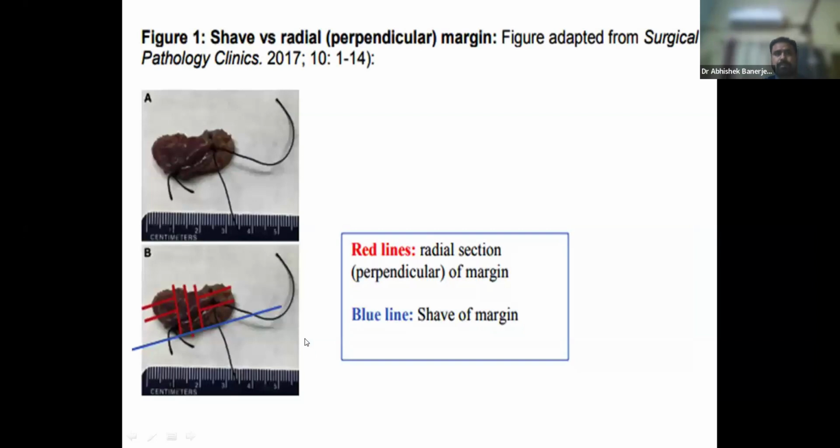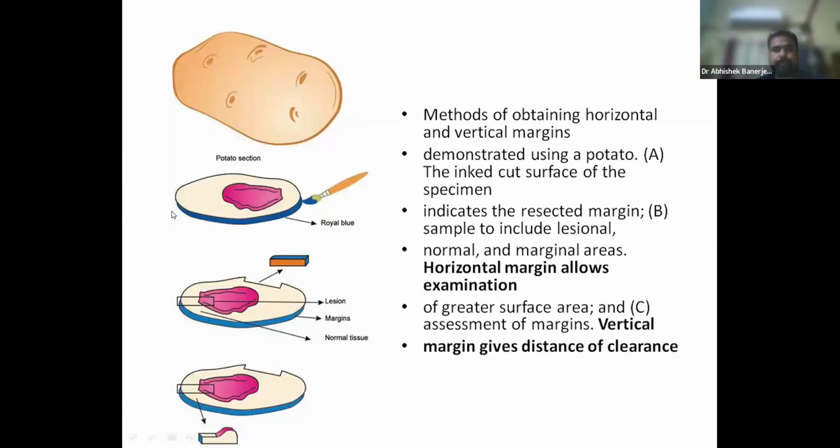Now see, these red lines are the radial sections, the perpendicular sections. And the blue line is the shave of the margin. The shave of the margin gives a very big area for study, but the red line can give how far or how near the tumor margin is, whether it is clear or not. And these particular sutures are for the orientation.